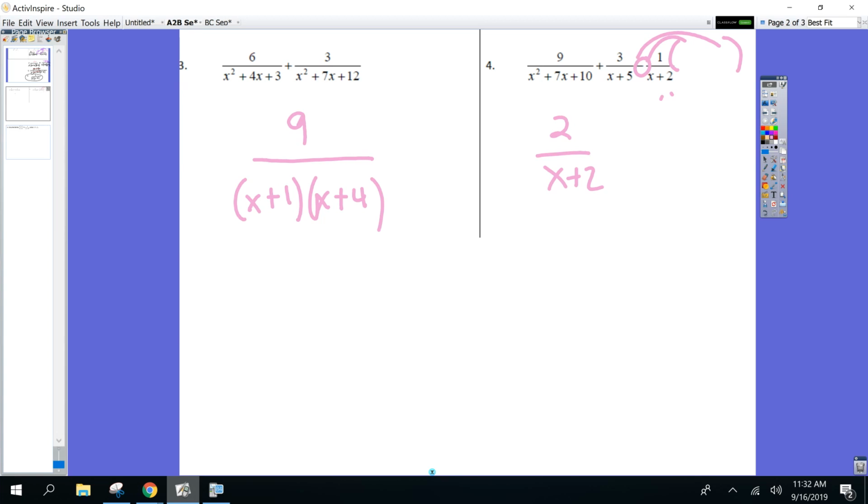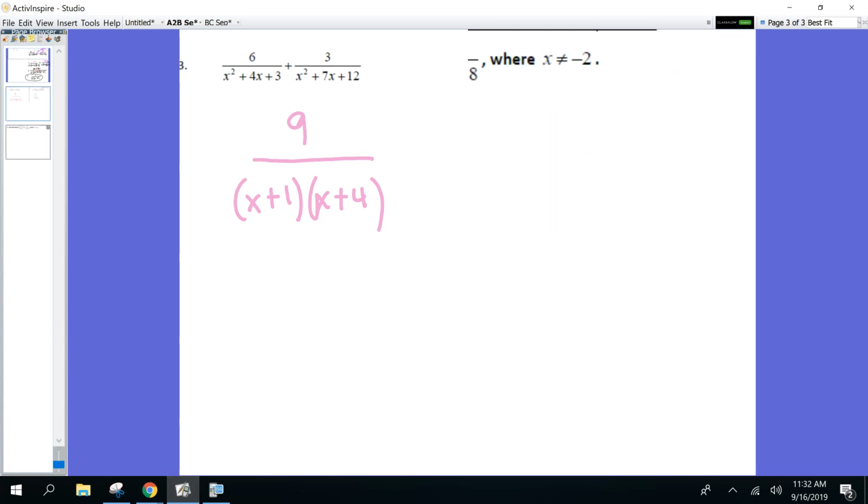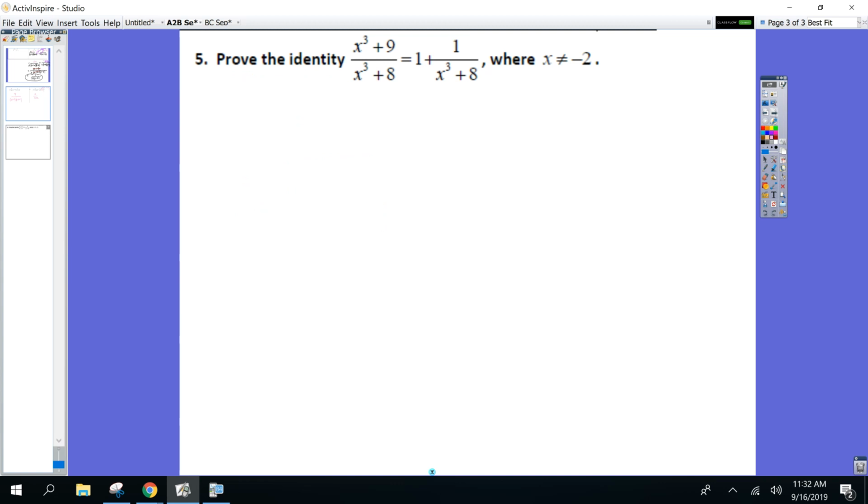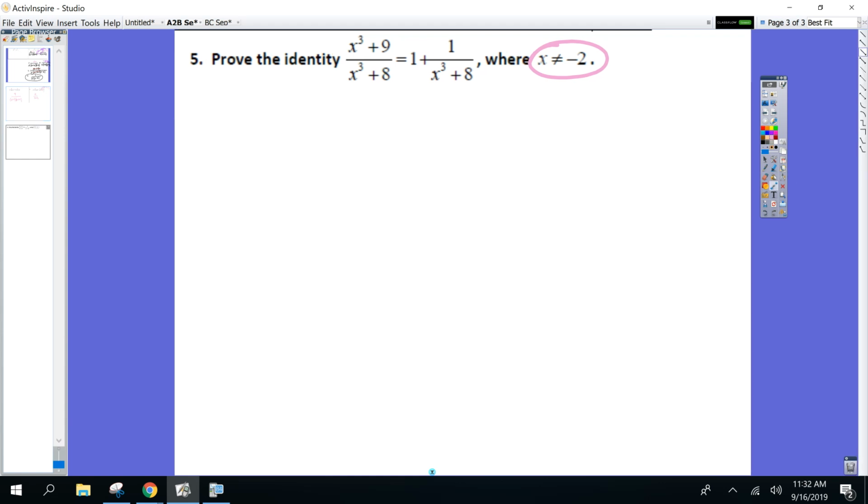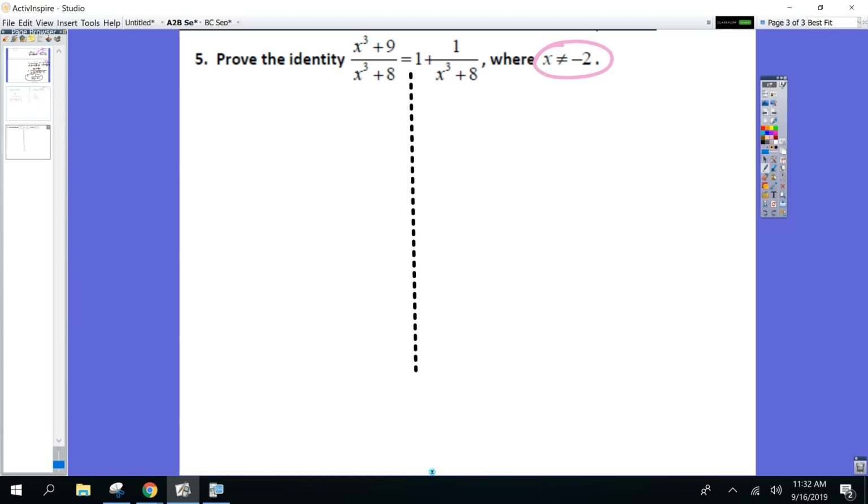Okay, so those are the two answers for 3 and 4, and then 5 is something that you will have to do on the quiz: prove the identity. Again, don't worry about this. It just says x cannot equal 2, nothing to do with the problem. Remember what we do here? We draw the dashed line down where the equal sign is, and now we choose a side to work on. Okay, go ahead, Brett. It may not be like this. It may have to be multiply, factor, cross out, but get the left side to look like the right or the right to look like the left.